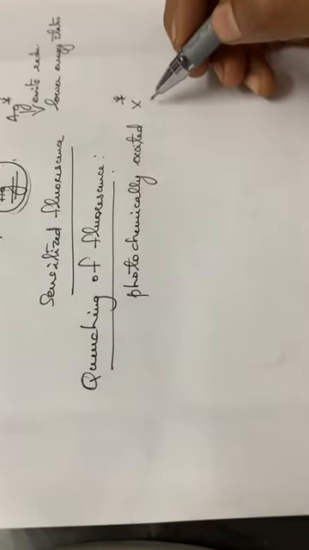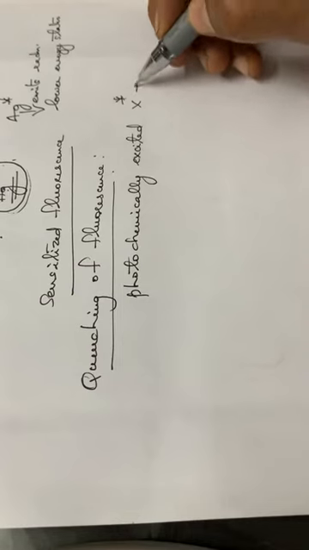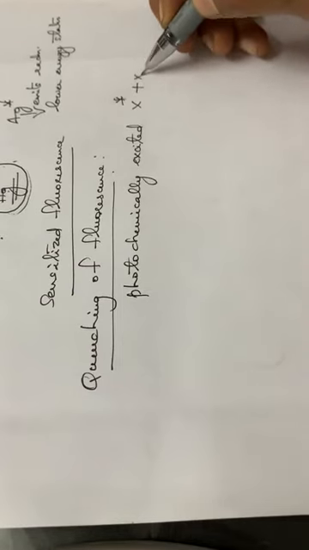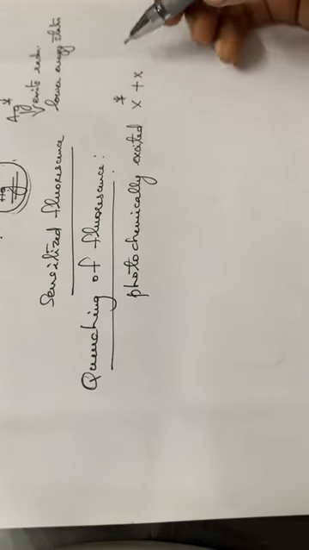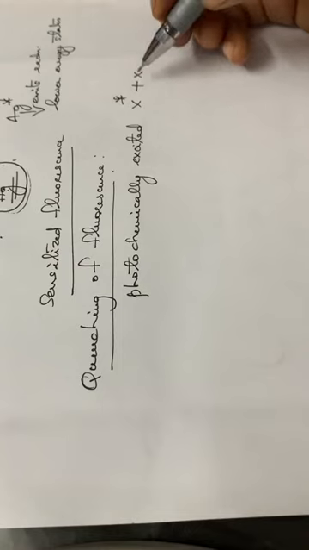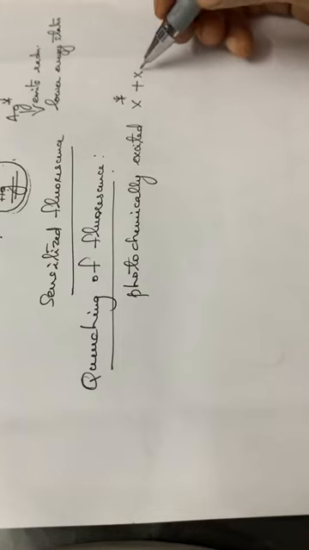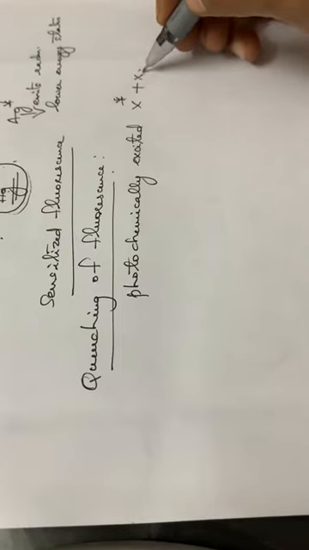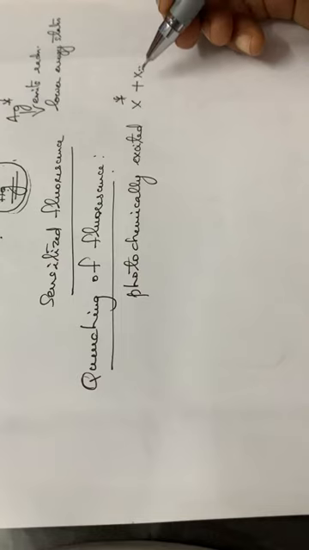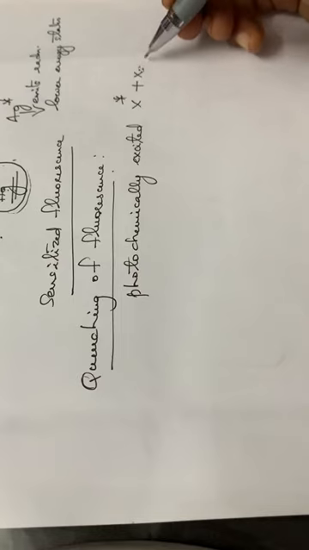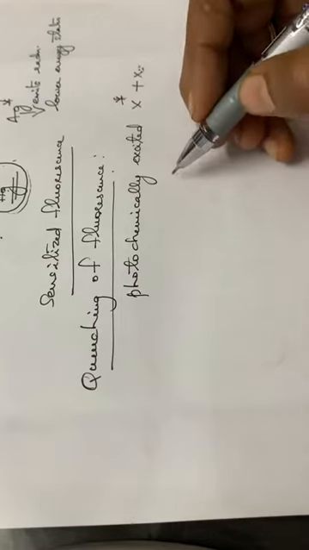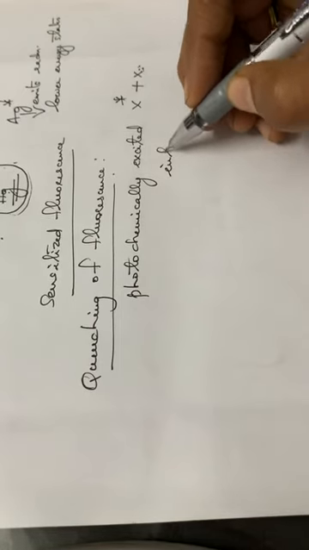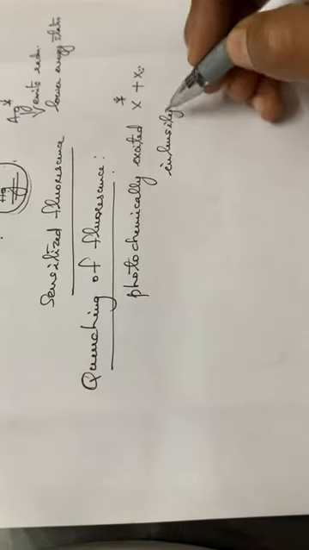collides with another atom, the intensity of the fluorescence, the intensity of that radiation, will be diminished. By collision, some amount of energy will be transferred, and the intensity of the emitted radiation will be diminished.